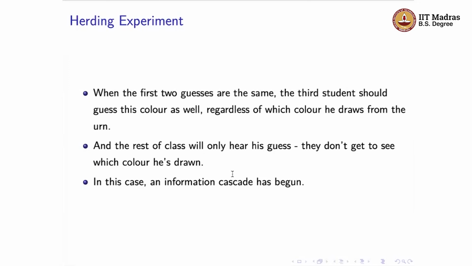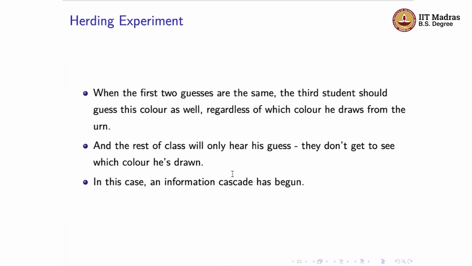And now, what about the rest of the class? They don't actually get to observe what the third student had drawn. Remember, the students only get to hear what the other students who come in before them are guessing. They don't get to observe the color of the marble that the others have drawn. So the rest of the class only observes the third student saying, let's say, blue. But they don't get to see that maybe he had drawn red, and on the basis of this reasoning, the student had said blue.